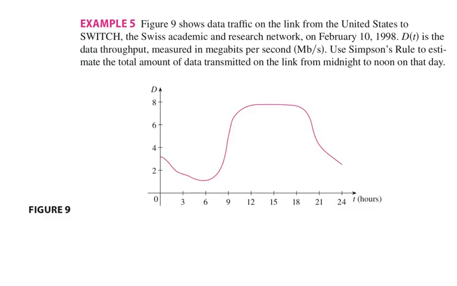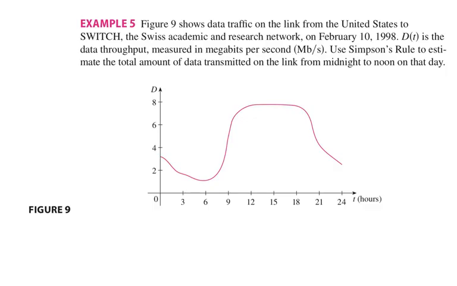As we talked about at the beginning of the lesson, sometimes there's not an equation and you need the area under the curve. So look at this problem. It says this figure shows data traffic on the link from the U.S. to SWITCH, the Swiss Academic and Research Network, on February 10th, 1998. The data is a little bit old. D of t is the data throughput measured in megabits per second. Use Simpson's rule to estimate the total amount of data transmitted on the link from midnight to noon that day.